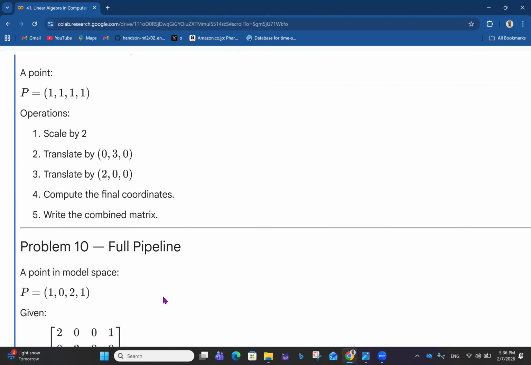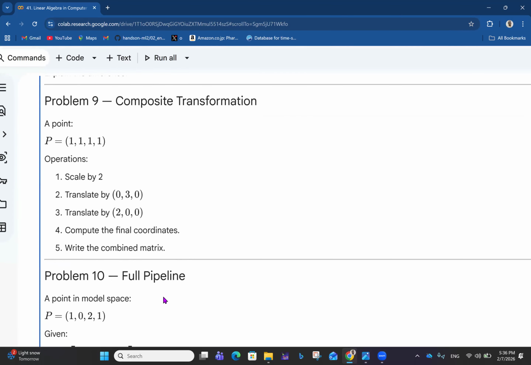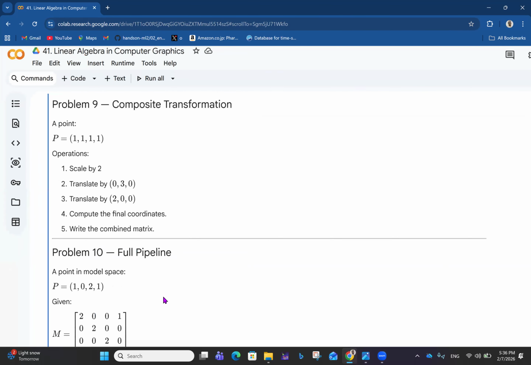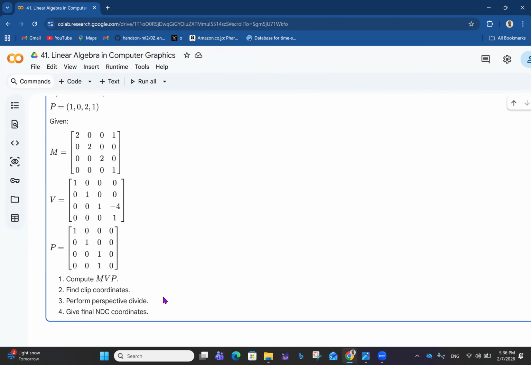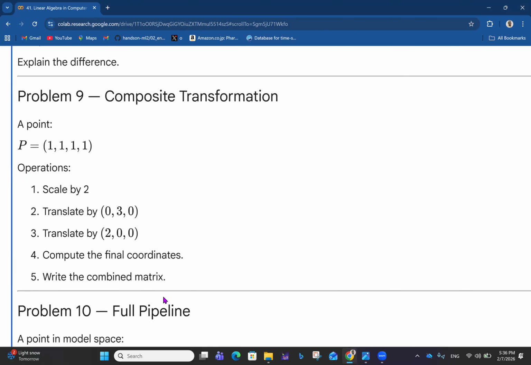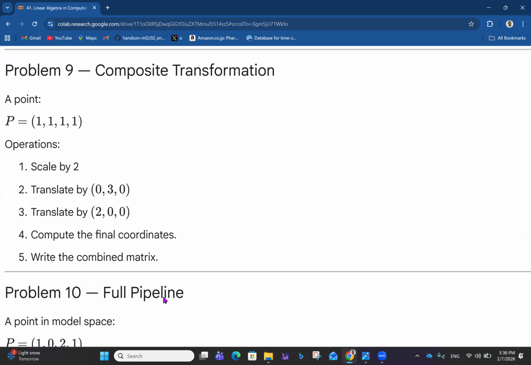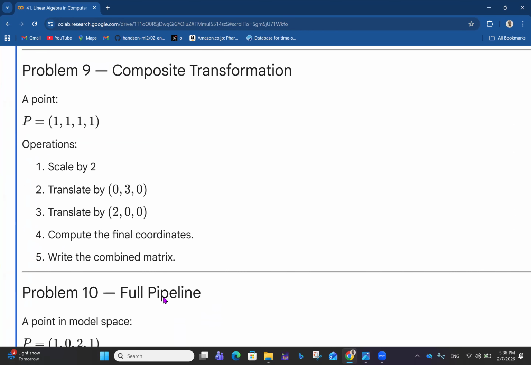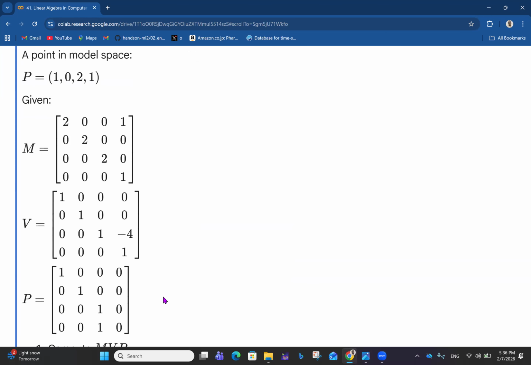Then we have 9 and 10, which talk about composite transformation and full pipeline. So then you go through the whole process. So try, okay, I guess I need to show them each separately. Scale by 2, translate by 0, 3, 0, translate by 2, 0, 0, compute the final coordinates, then write the combined matrix. So you can follow the examples from before.